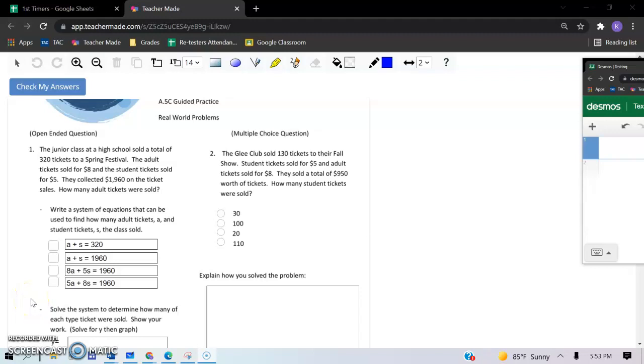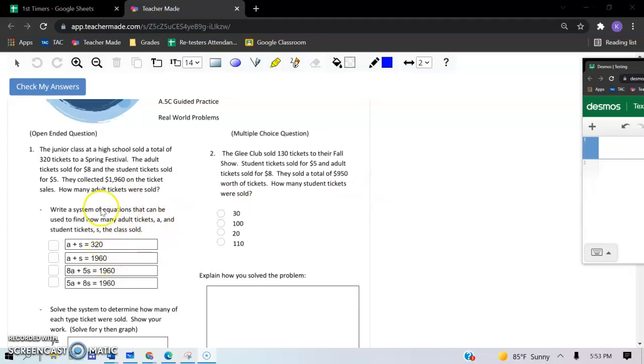Let's practice these problems together. It says the junior class at a high school sold a total of 320 tickets at the Spring Festival. The adult tickets sold for $8 and the student tickets sold for $5. They collected $1,960 on the ticket sales. How many adult tickets were sold?